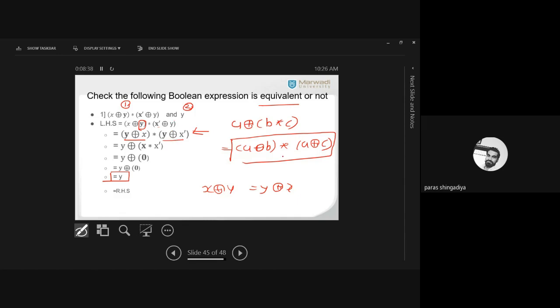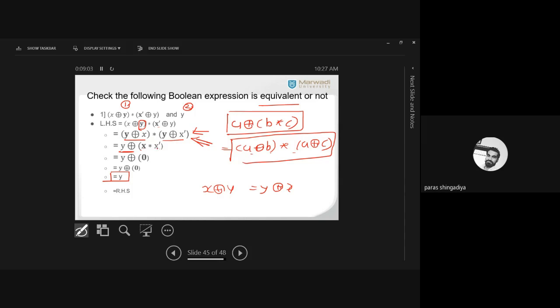Okay, so now just compare this step with a ring sum b star a ring sum c. What is a? It is y. What is b? That is x. And what is c? That is x dash. So this can be written as a ring sum b star c. Okay, a ring sum means y ring sum, and b star c means x star x dash.